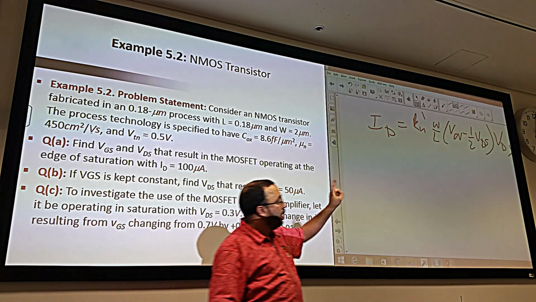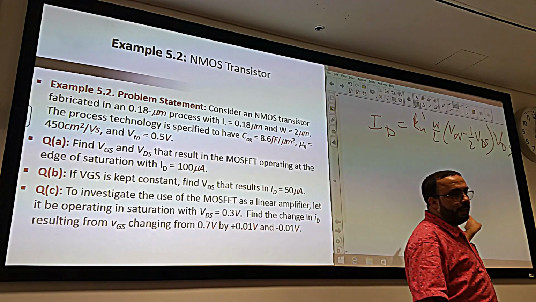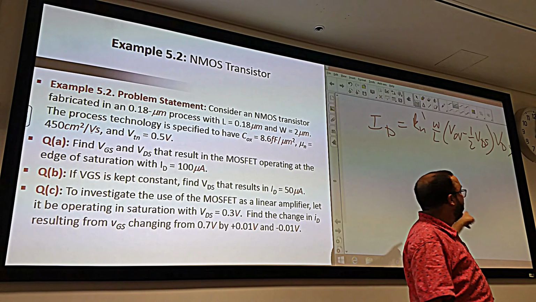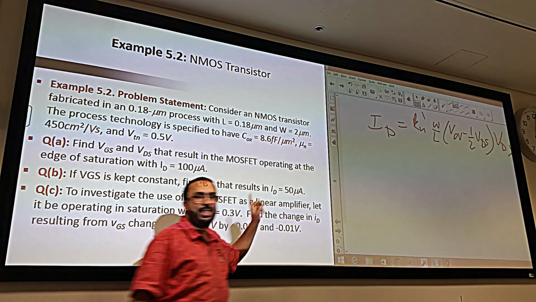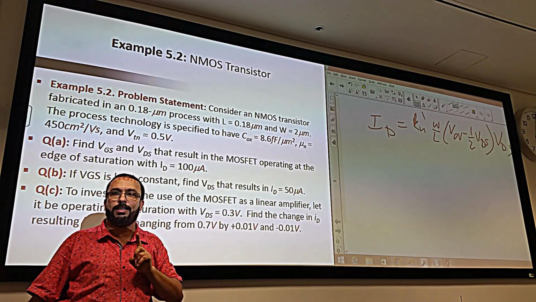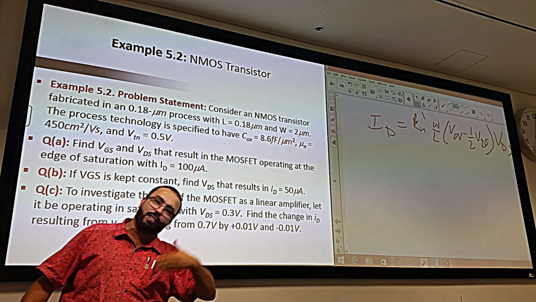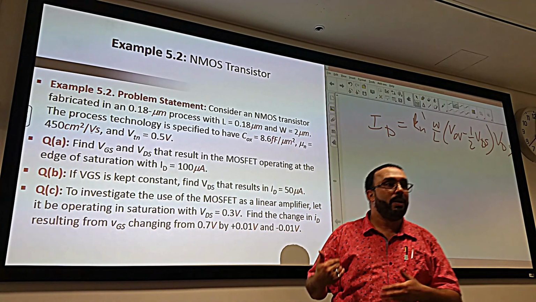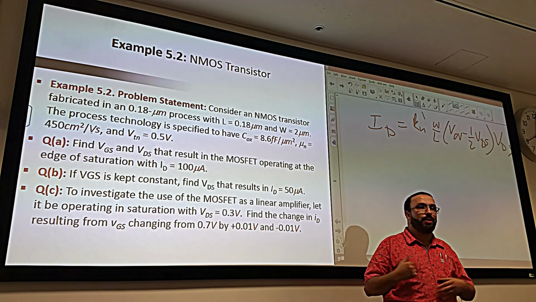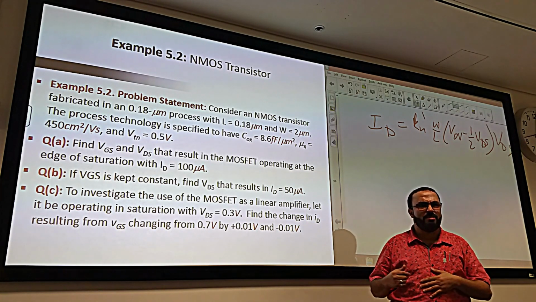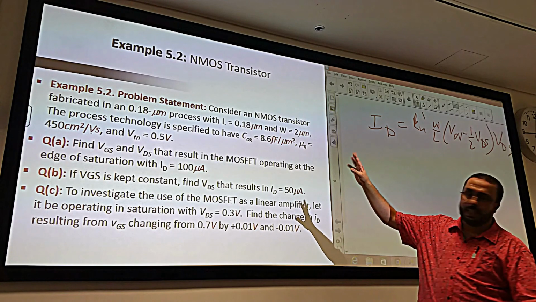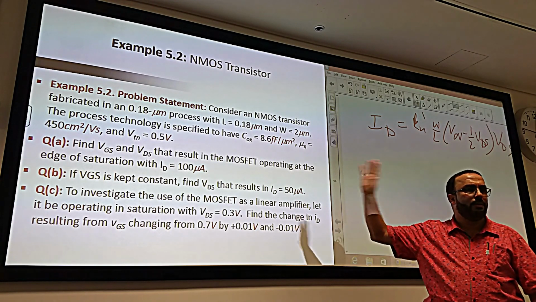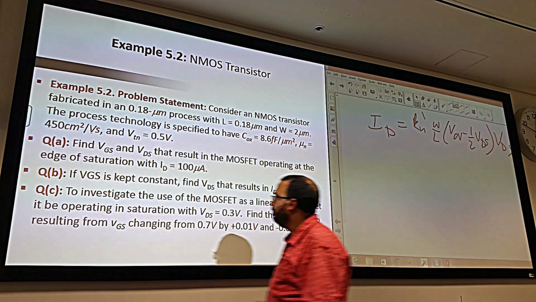So the VDS that we will accept there is the one that makes sure that the MOSFET is in triode, not in saturation. Okay? And we can know that if VDS is above the overdrive, it's in saturation. If it is below, we are in triode, and that's the one that we will accept from these two solutions. Of course, this example is also solved in the textbook, so you can have a look at that as well.